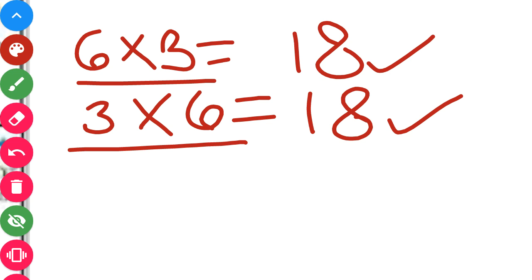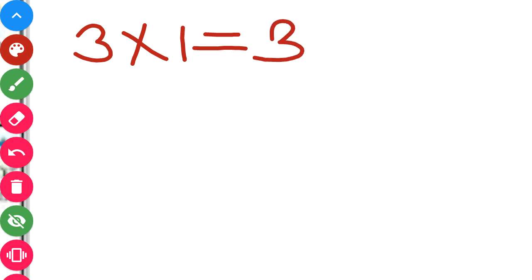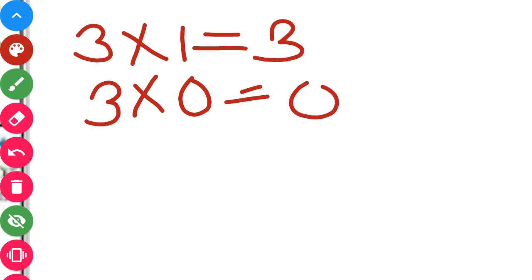Now let us revise the properties of multiplication once. So the very first property that we have read is the multiplicative property of 1, or identity property. That means if I multiply any number with 1, I will get the number itself as the answer. Next property I have told you is that if I multiply any number with 0, the answer I will get is 0. Why? Because 0 is a ganda bachcha.